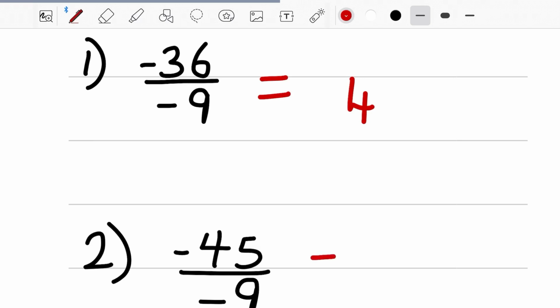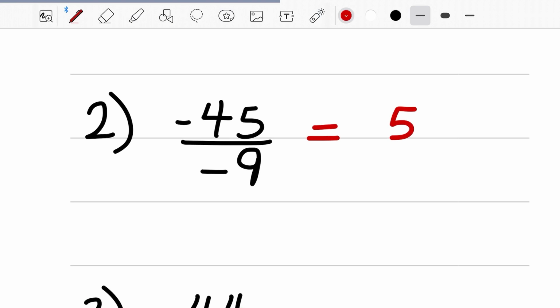Question 2, we have minus 45 divided by minus 9. 45 divided by 9 is 5. And minus 45 is negative. Minus 9 is also negative. The signs are the same, which means that your answer is positive.